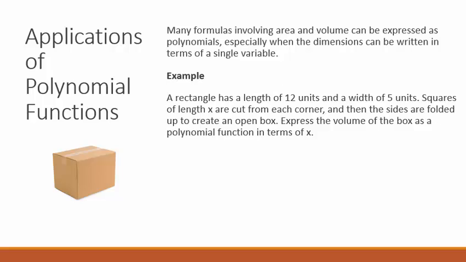In this example, we have a rectangle that has a length of 12 units and a width of 5 units. Squares of length x are cut from each corner, and the sides are folded up to create an open box. Express the volume of the box as a polynomial function in terms of x.